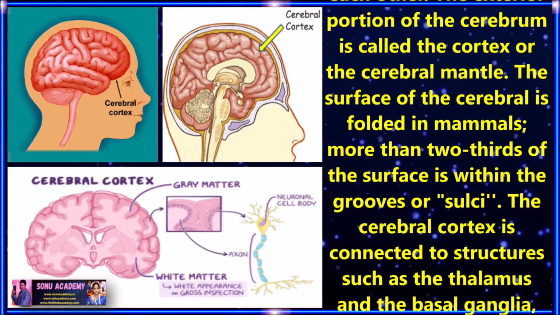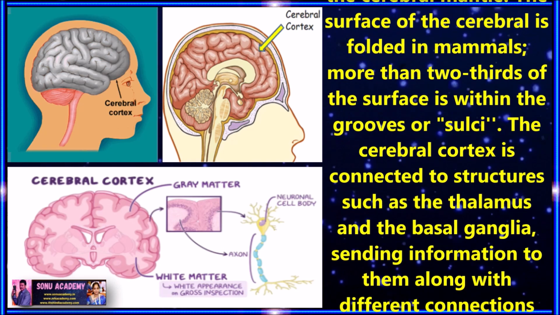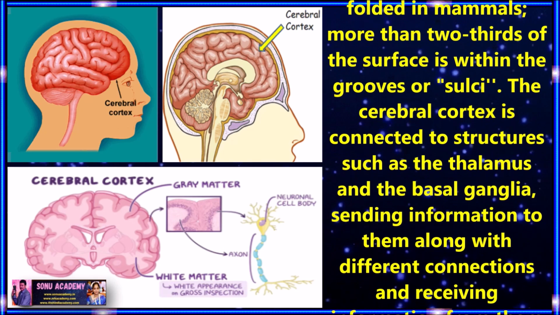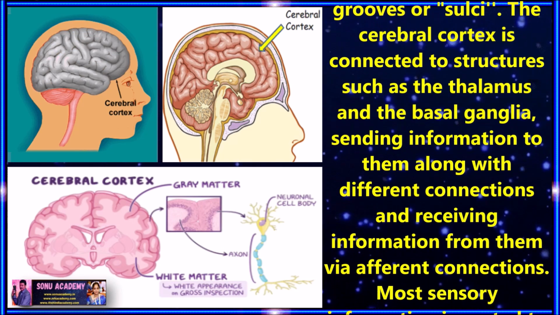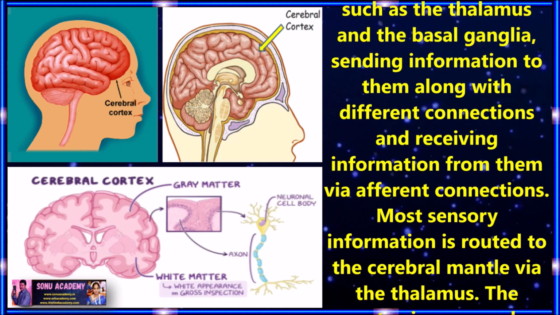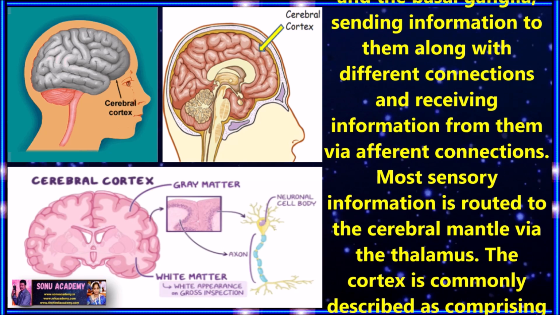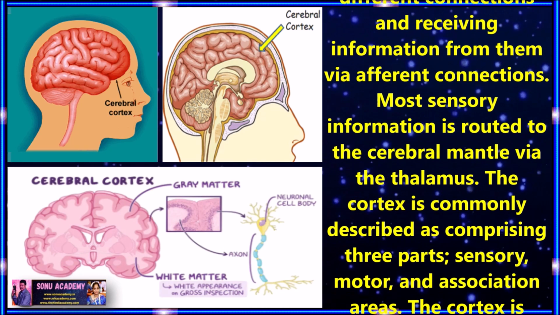The surface of the cerebral mantle is folded in mammals. More than two-thirds of the surface is within grooves or sulci. Already we discussed that. The cerebral cortex is connected to structures such as the thalamus and the basal ganglia, sending information to them along efferent connections and receiving information from them via afferent connections.